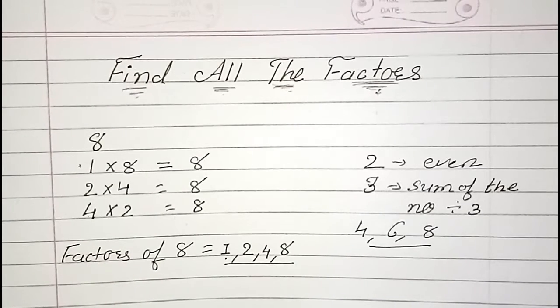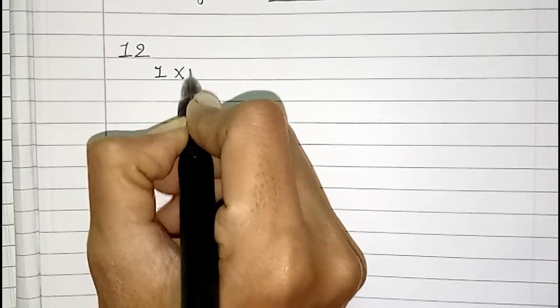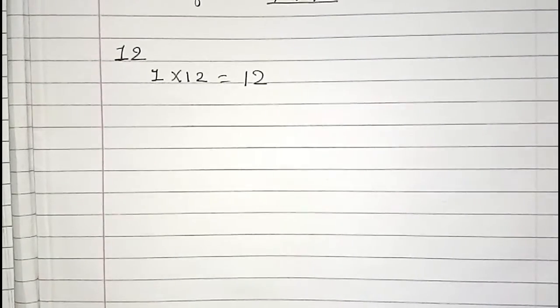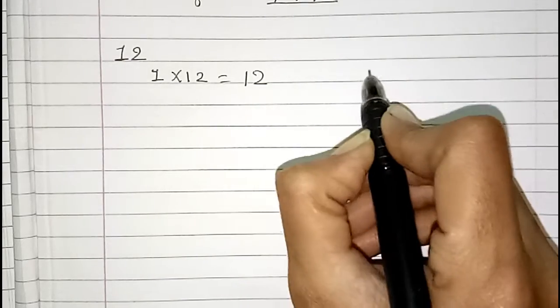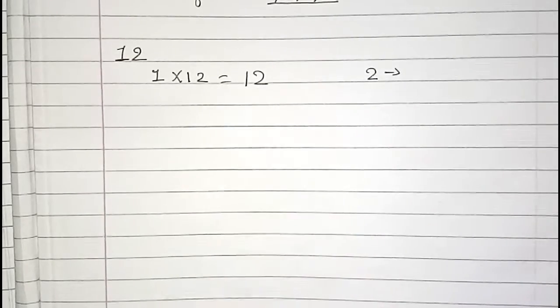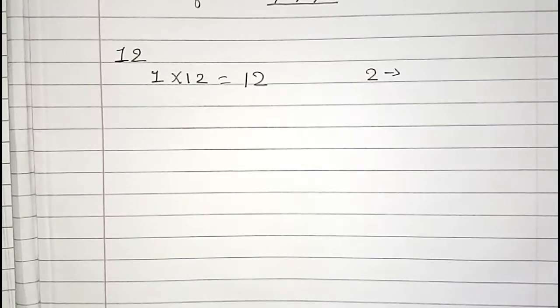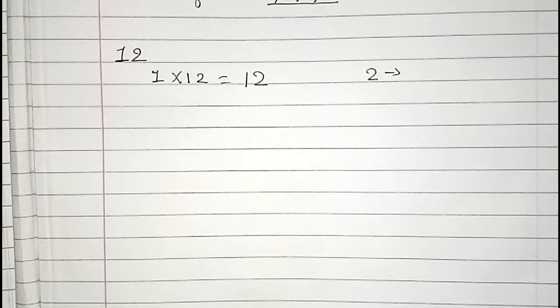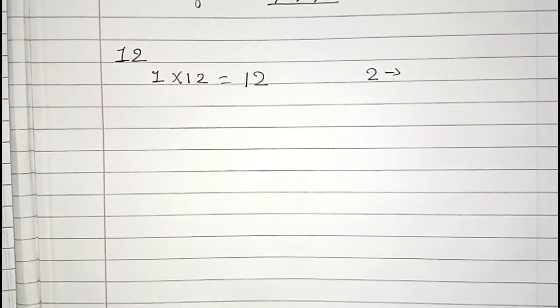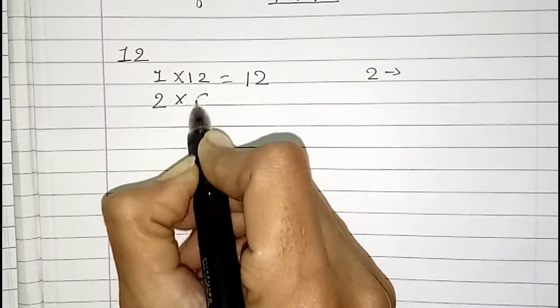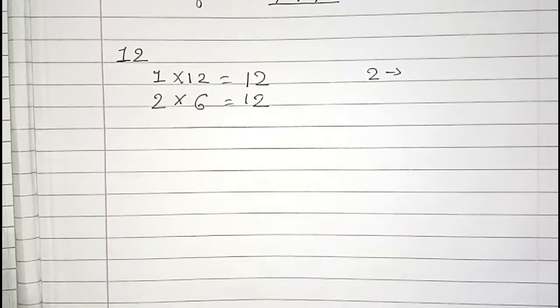Let's see another number. Find the factors of 12. All the factors we have to find. So 1 twelve is 12. That is compulsory, 1 is a factor of every number. Now we will check 2. Can 12 be divided by 2? Yes, the ones place should be even. 2 is an even number, so yes, this number can be divided by 2. We know that in 2's table, 2 sixes are 12.